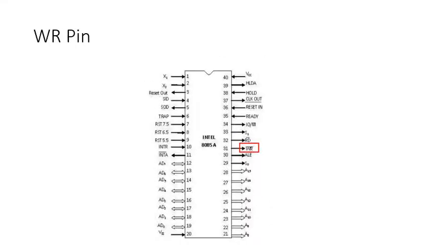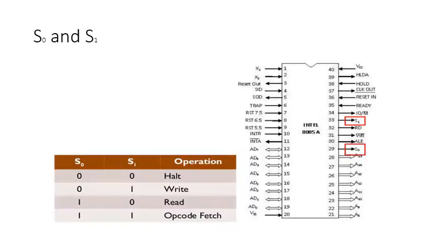Next pin is about pin number 31, WR bar. WR stands for write. It is also an active low signal. It is a control signal used for write operation either into memory or into output device. A low signal indicates that data on the data bus must be written into selected memory location or into output device.